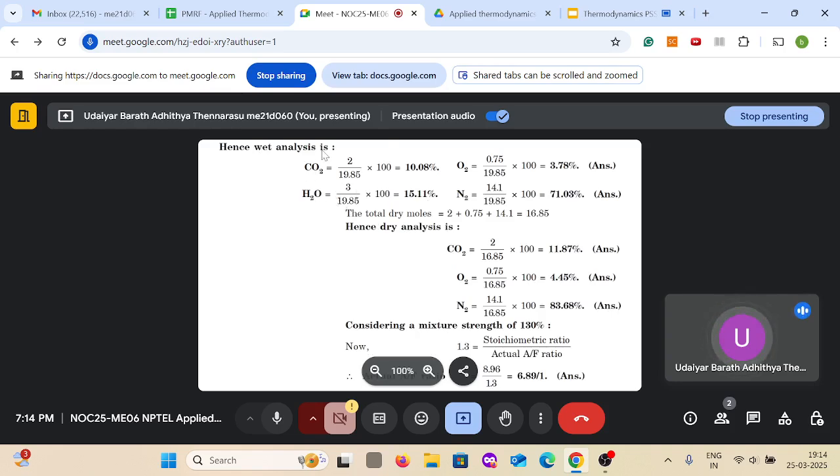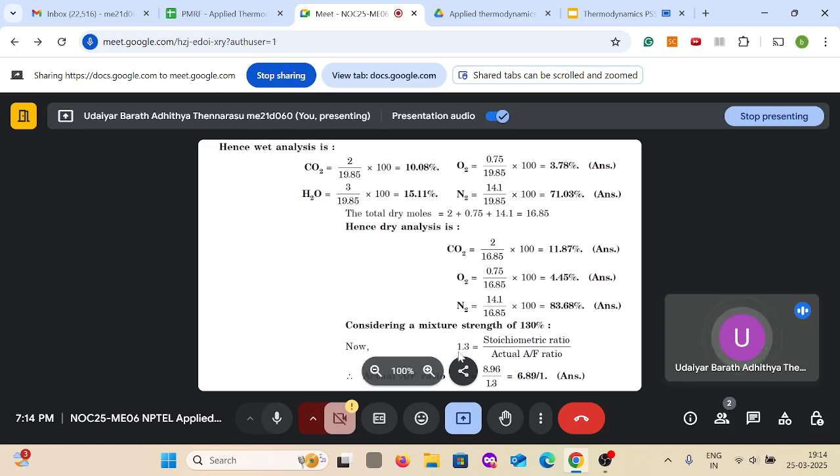For the molar balances, the number of moles of CO2 by total moles, 2 by 19.85, gives 10.08%, and water similarly 15.11%, oxygen is 3.78%, and nitrogen is 71.03%. In dry analysis, we exclude water. So in that case, CO2 is 11.87%, oxygen is 4.45%, and nitrogen is 83.68%. We exclude water from the total moles as well, so we calculate only the other components.